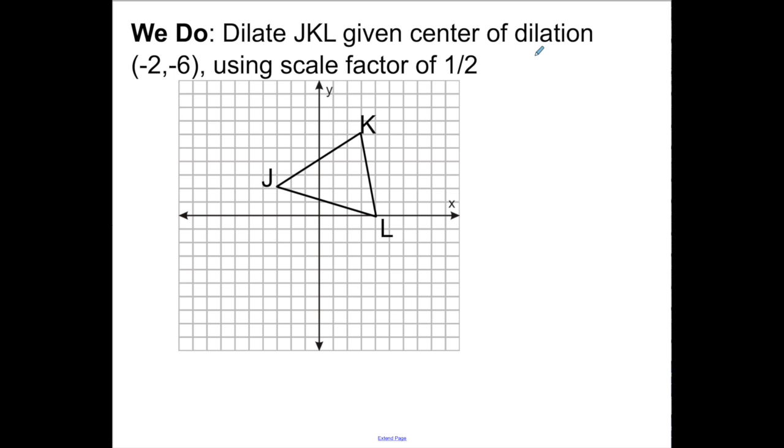We need to dilate JKL, given a center of dilation being -2, -6, and a scale factor of 1/2. So what's the first thing we need to do right now to set this up? We need to plot our -2, -6. So -2, 1, 2, 3, 4, 5, 6. Here's our center of our explosion. So here's what I know. I know my scale factor is 1/2. So everything's going to pull in. This is an implosion. If it's 1/2, everything's shrinking in towards this point, being sucked back in.